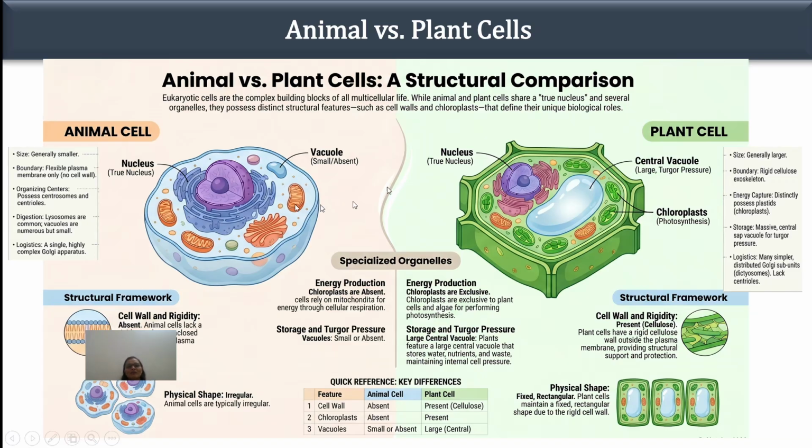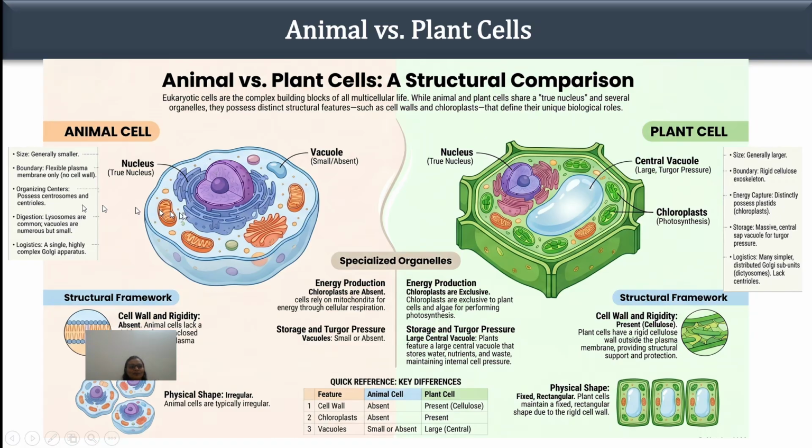Now we move towards the animal cell versus the plant cell. This is the animal cell structure and this is the plant cell structure. When we talk about the animal cell, its size is smaller than the plant cell. Here you can see that the size of the plant cell is generally larger. The animal cell has no cell wall, while in the plant cell a cell wall is present. The cell wall is made up of cellulose. Later on, move to the next.